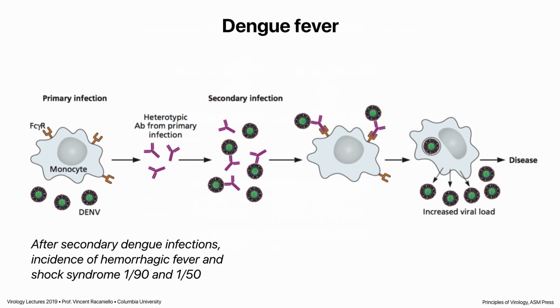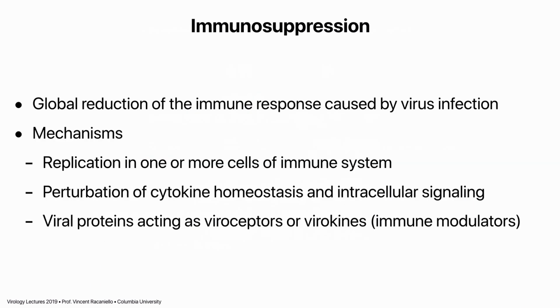Remember, it was 1 in 14,000 in primary infections. Now it's 1 in 90 and 1 in 50. So this is why we care about dengue, because many people have already been infected, and if they get infected again, the mortality rate is quite high, and it's why there is a dengue vaccine and others are in development.